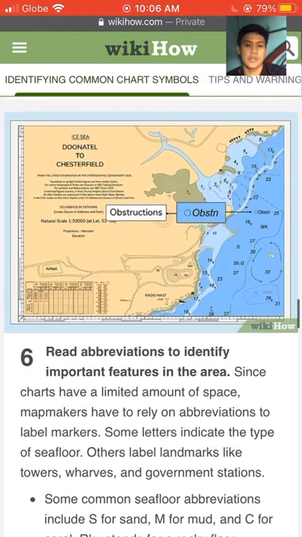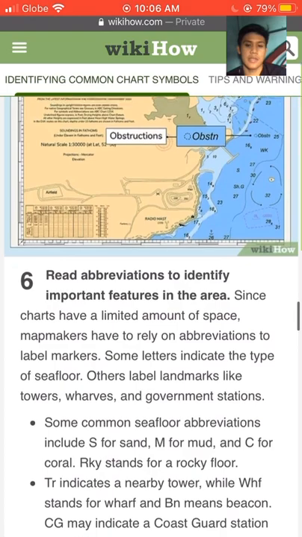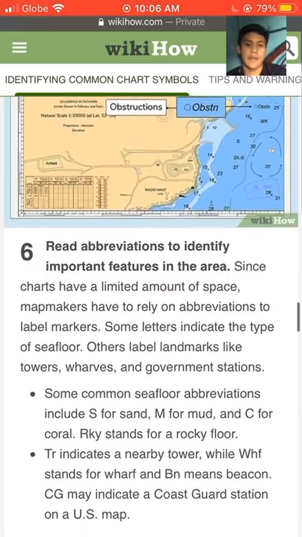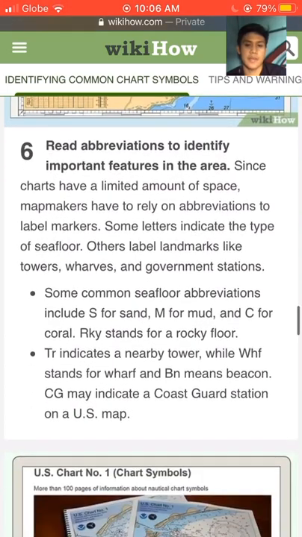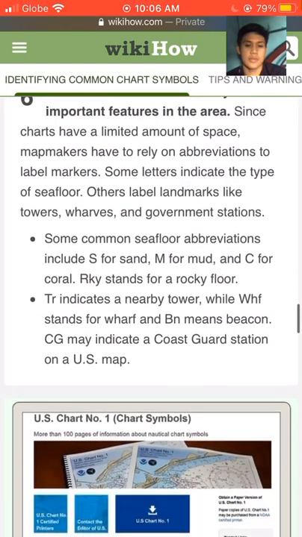Number 6. Read abbreviations to identify the important features in the area. Since charts have a limited amount of space, the mapmakers have to rely on abbreviations to label markers. Some letters indicate the type of buoy. Others label landmarks like towers, parks, and government stations.